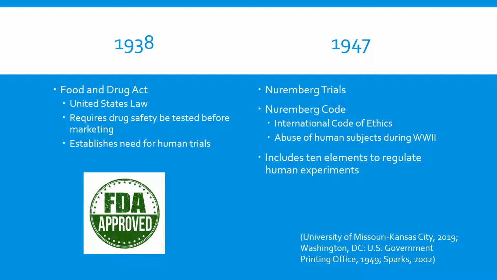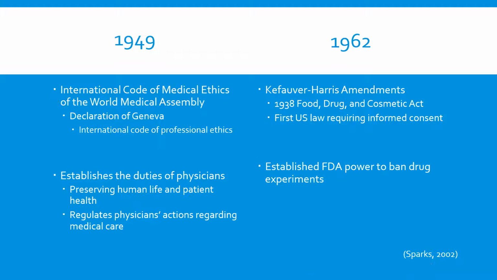This includes 10 elements to regulate human experiments, which is primarily focused on informed consent. And then a few years later, the International Code of Medical Ethics of the World Medical Assembly created the Declaration of Geneva, which is an international code of professional ethics, which establishes the duties of a physician, such as a physician must always bear in mind the obligation of preserving human life, and the patient should be the physician's first consideration. They shall also act only in the patient's interest when providing medical care, which might have the effect of weakening the physical or mental condition of the patient. So the Declaration of Geneva regulates physicians' actions regarding medical care.